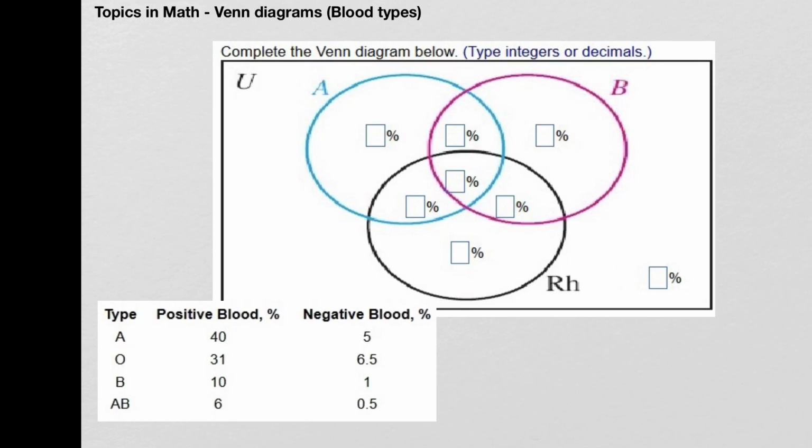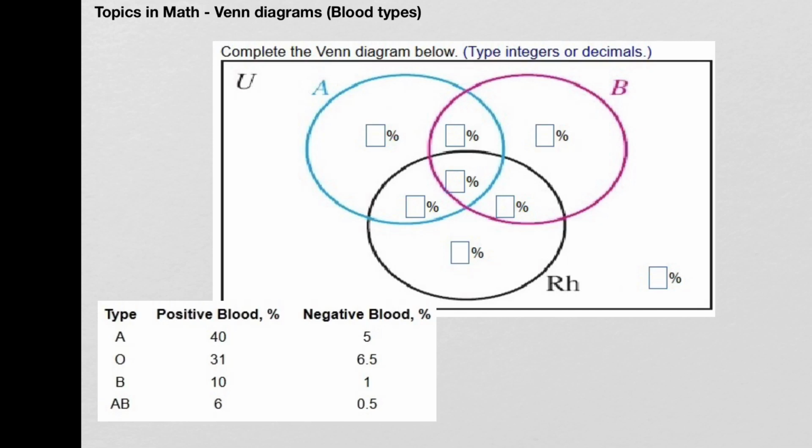So what I'm going to do is figure out what blood type goes in each of these sections of the Venn diagram. Notice that there's 8 sections to the Venn diagram, and there's 8 values over here. So once we know what blood type goes in each section, then it's very easy to just put the number into that section. So let's start with the center.